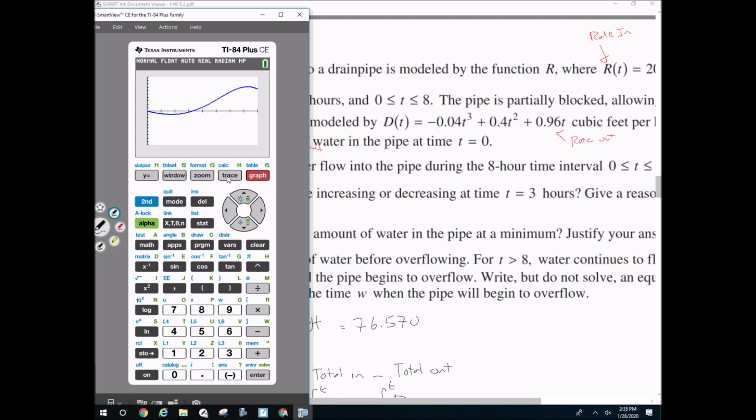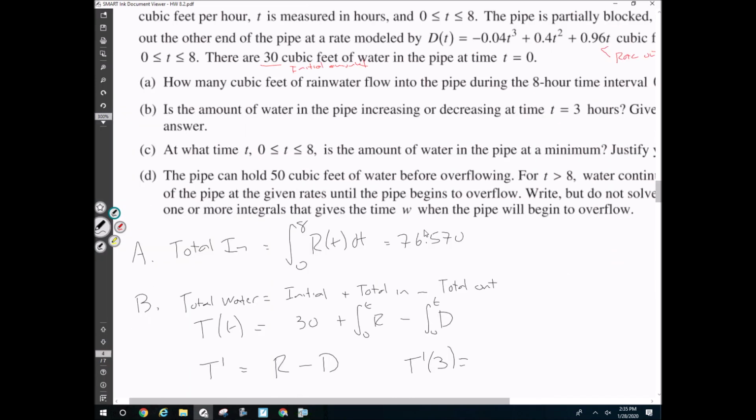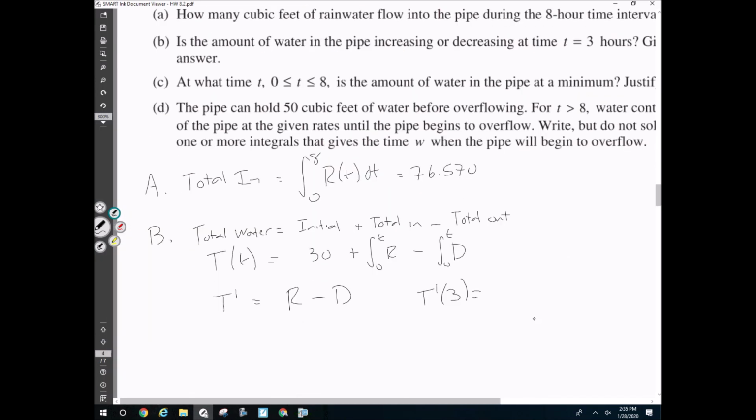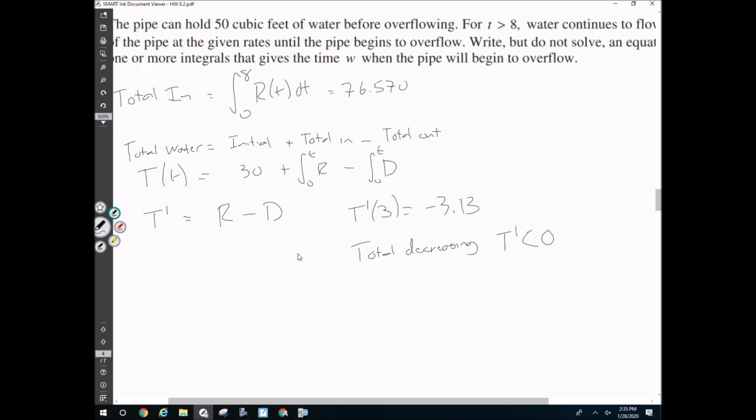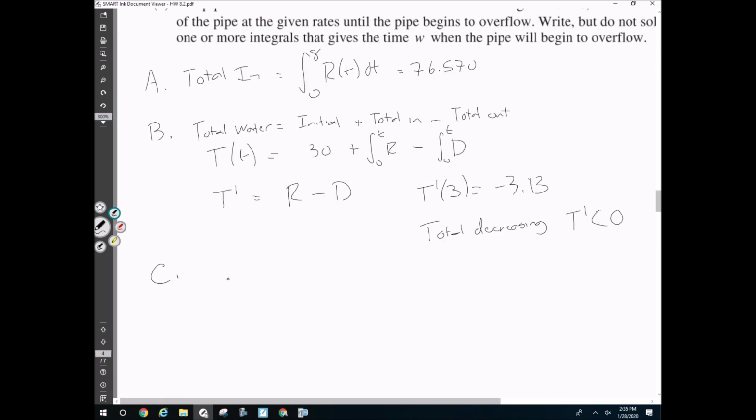I'm looking at 3. I get negative 0.313. Total is decreasing because its derivative is negative. Part C: at which time is the water in the pipe at a minimum? Justify your answer.